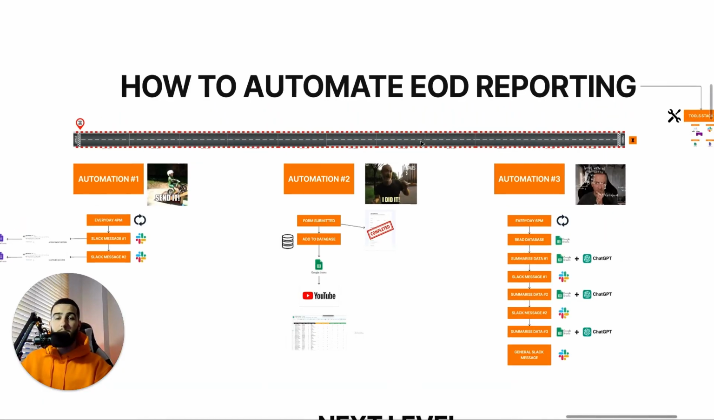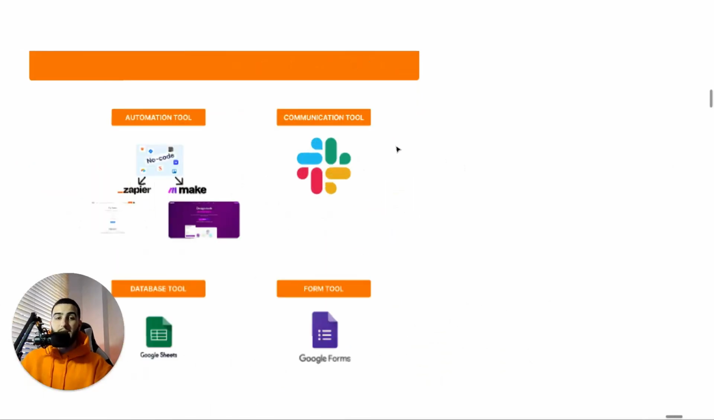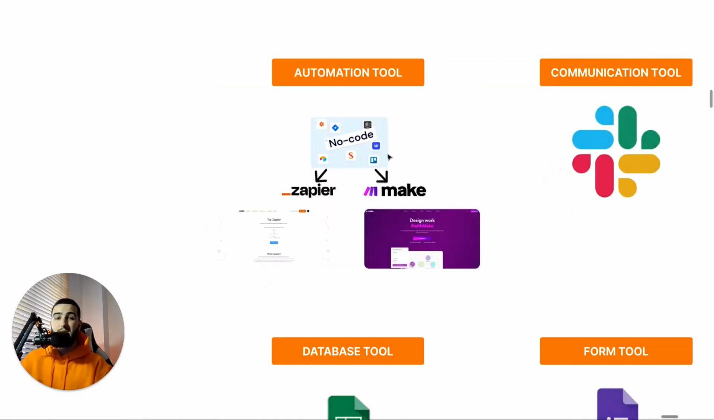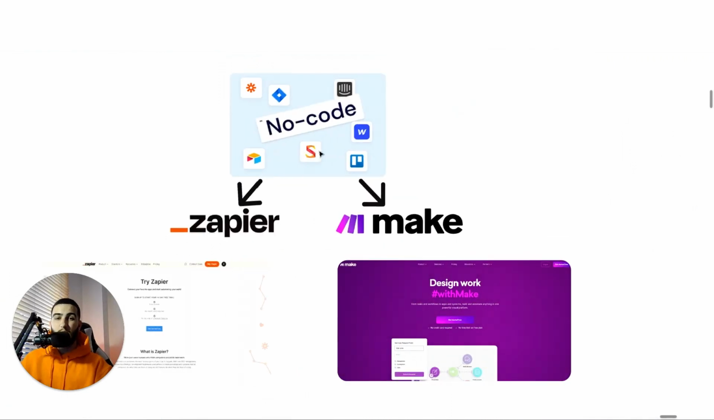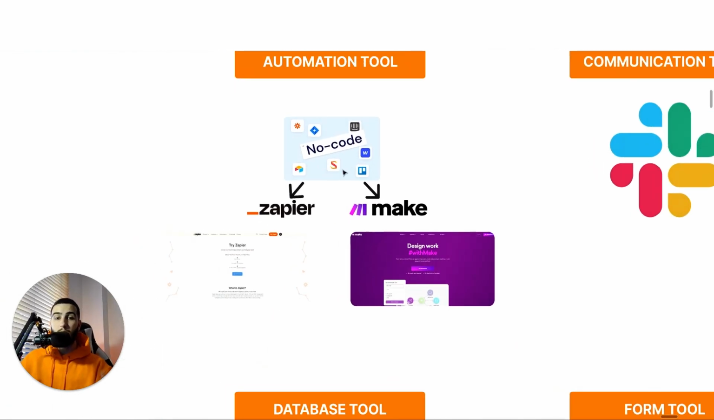So in order to actually automate your end-of-day reporting system, like I said, we're going to have to set up 3 automations. Now, the tool stack we're going to use for this video is super simple. First, we need the automation tool. Now, this doesn't really matter what it is. You can just use any no-code automation tool.